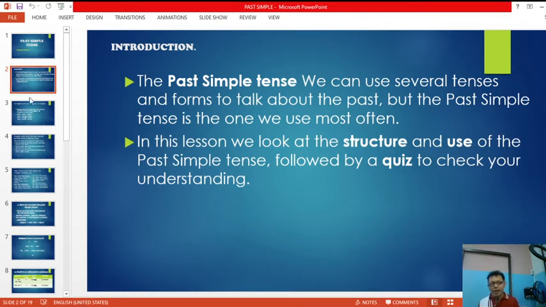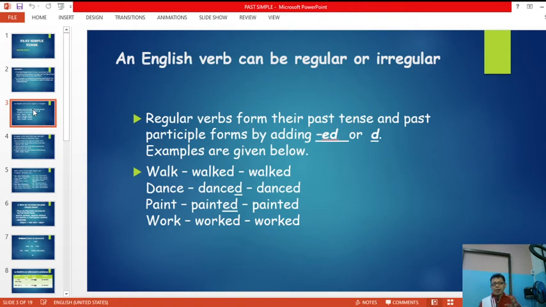Okay, so to start with, in English there are two types of verbs. We have the regular verbs and irregular verbs. We need to understand these verbs because in the past form, and in simple past, it is very important to know how to write the correct spelling. Just a bird's eye view.